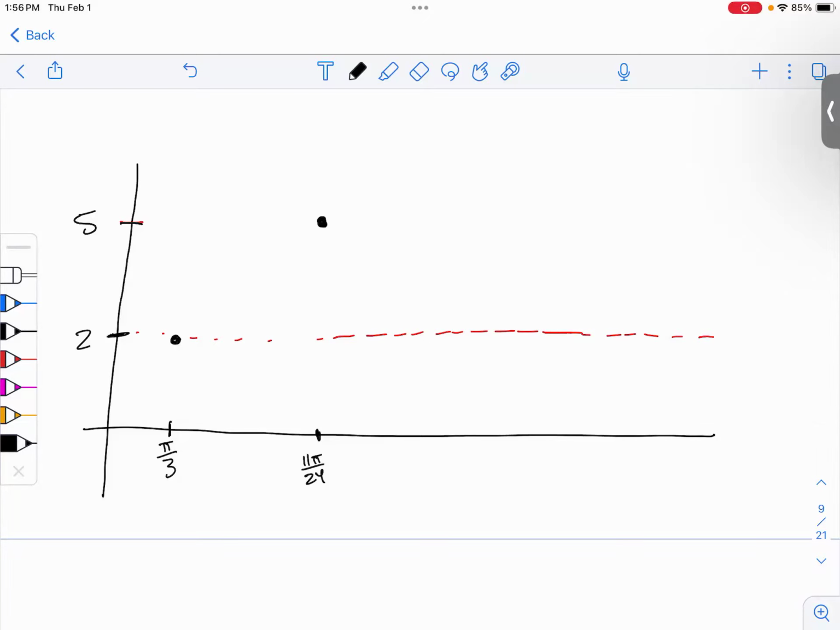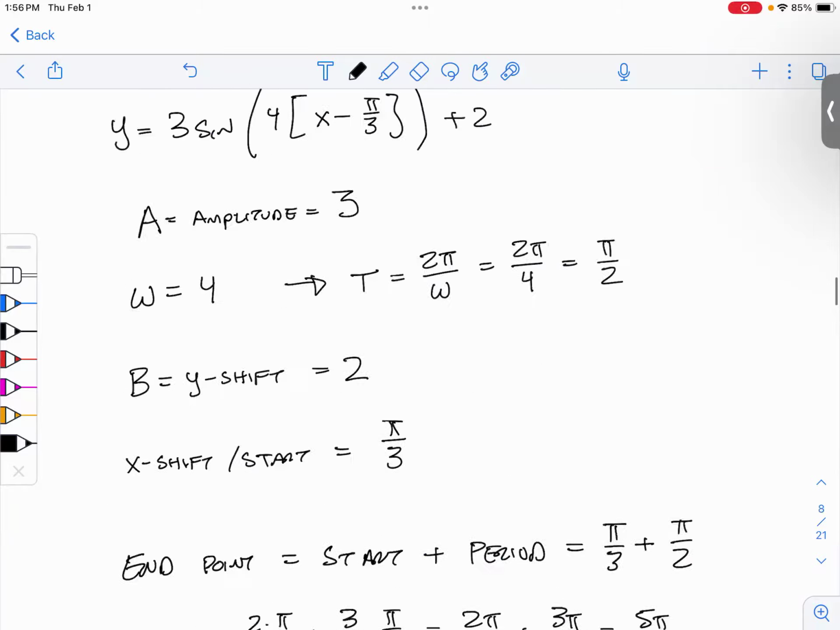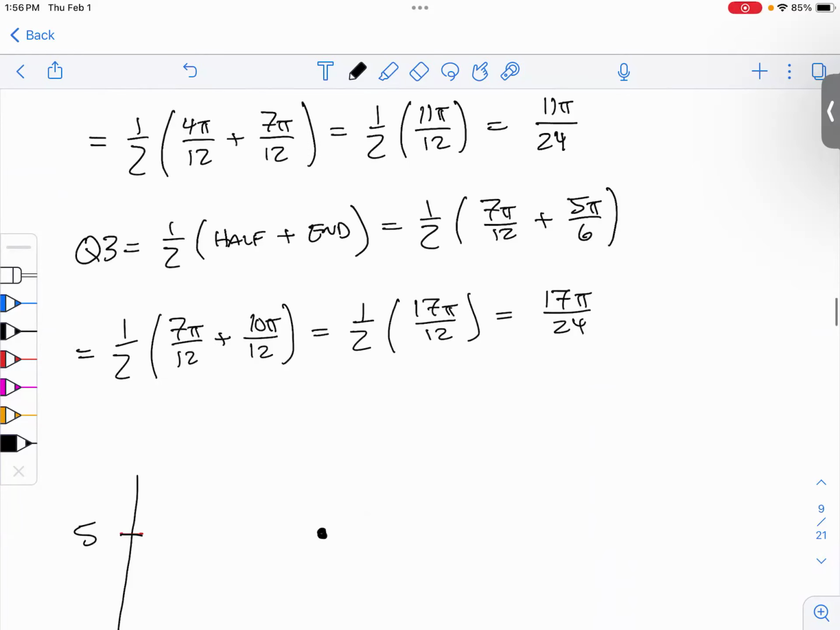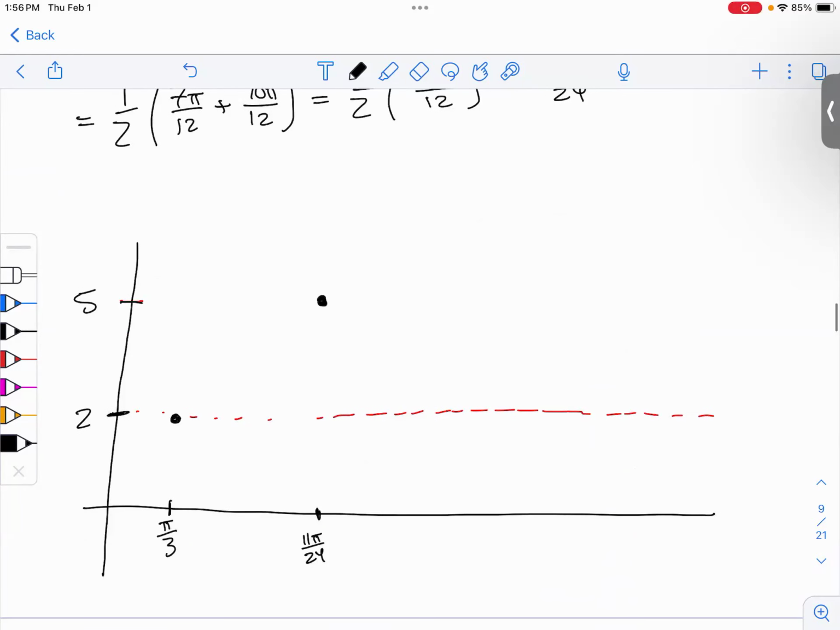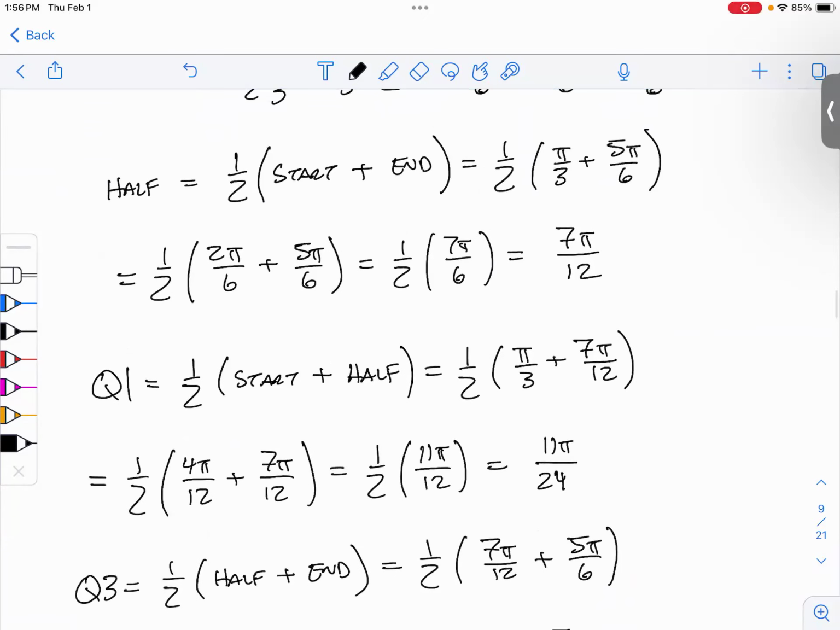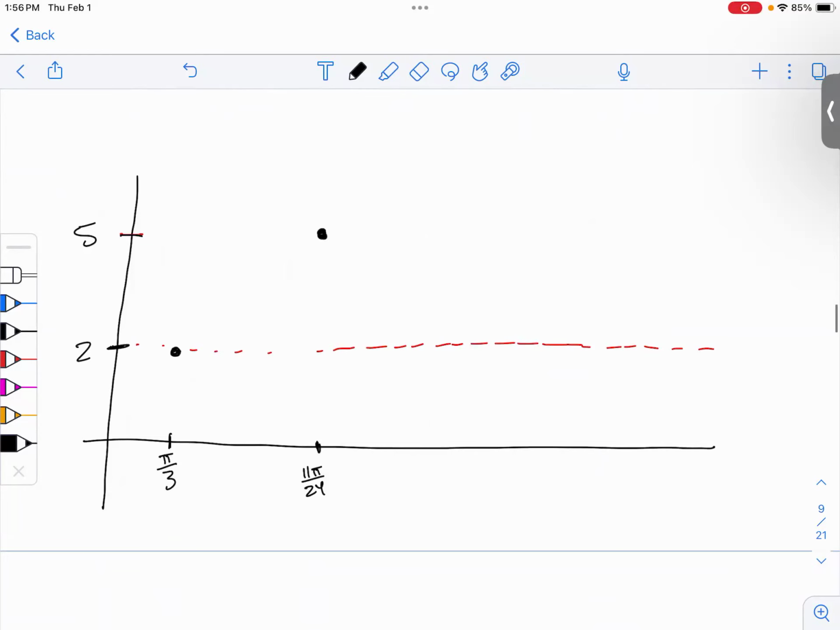So our graph goes up to its maximum. Then for the halfway point, it comes back down to its baseline, where it crosses the x-axis, and that's why I wanted to draw that on there. So we have our baseline, and our halfway point was 7 pi over 12. So it comes back here, where that is 7 pi over 12.